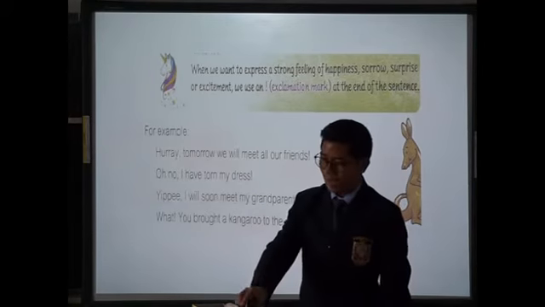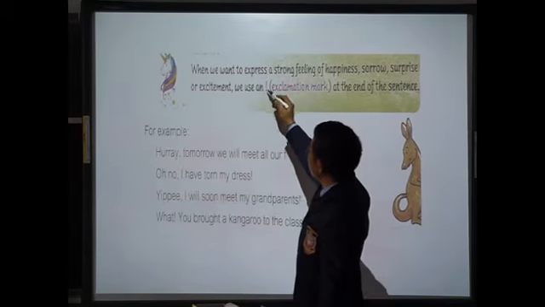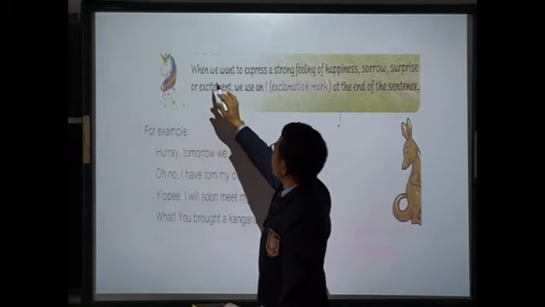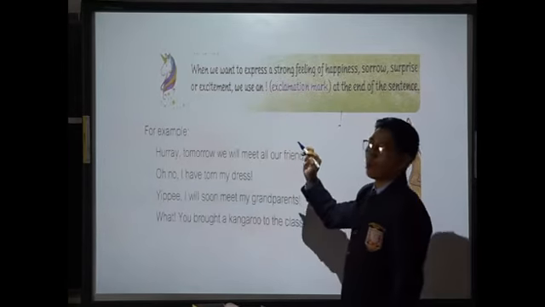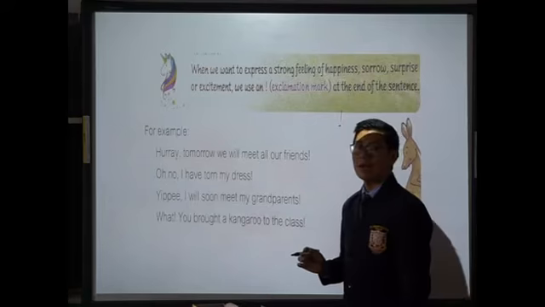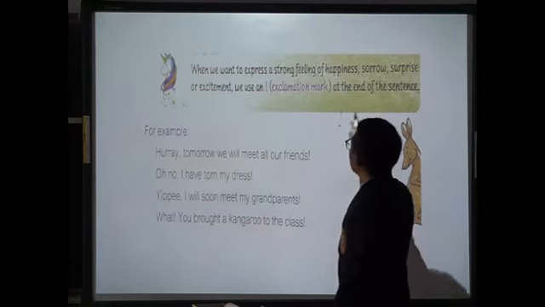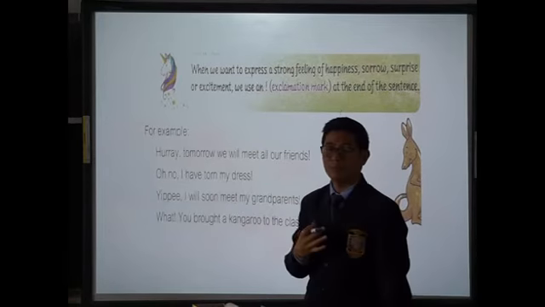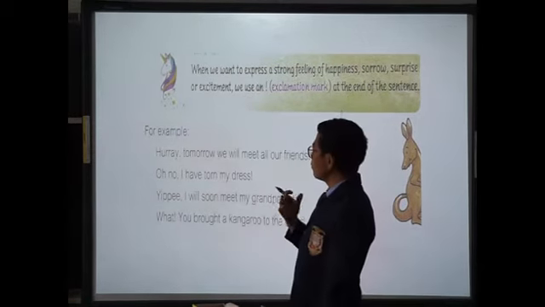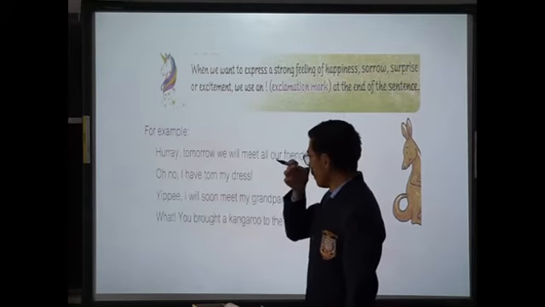That is the exclamation mark. Exclamation mark is your exclamation mark, isn't it? So when we want to express a strong feeling of happiness, sorrow, surprise, or excitement, we use an exclamation mark at the end of the sentence. You know, strong feelings, when you feel sad, happy, in those cases we use some words to express the feelings.